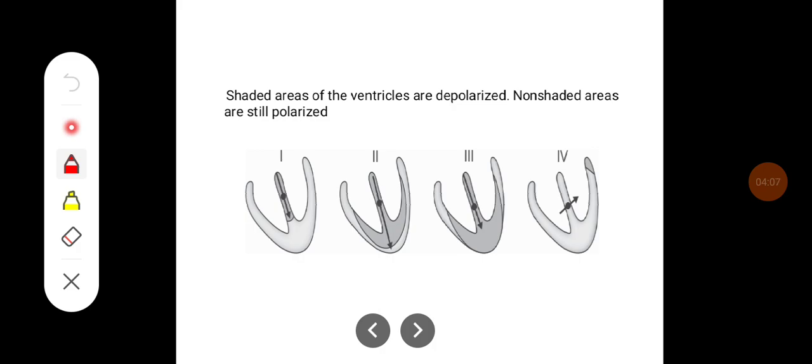This diagram shows the depolarization of the ventricles. So initially the septum, then the apex, then it is going to spread to the ventricles, and in the end it is going to go to the base where the vector is small.